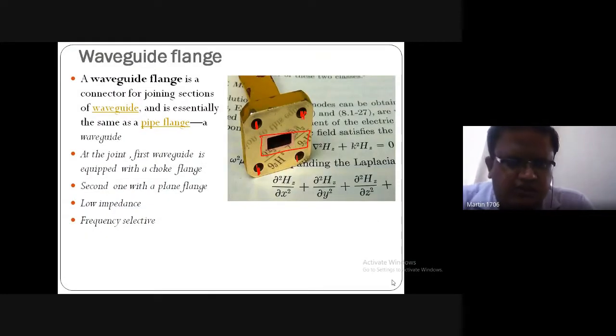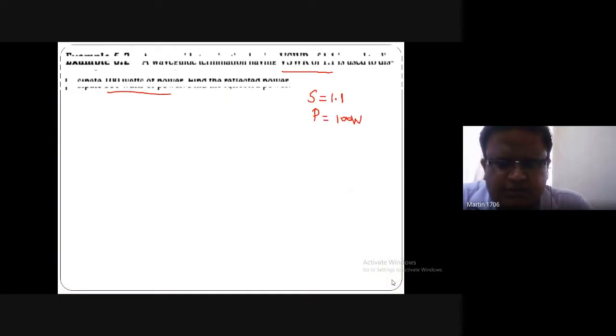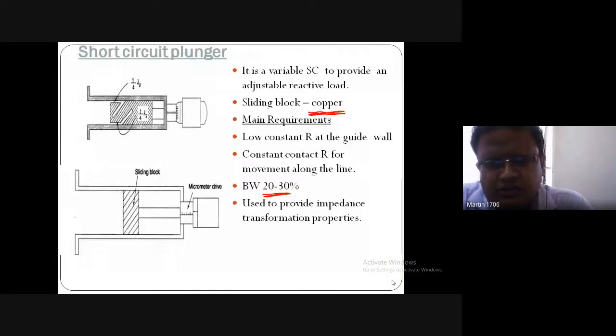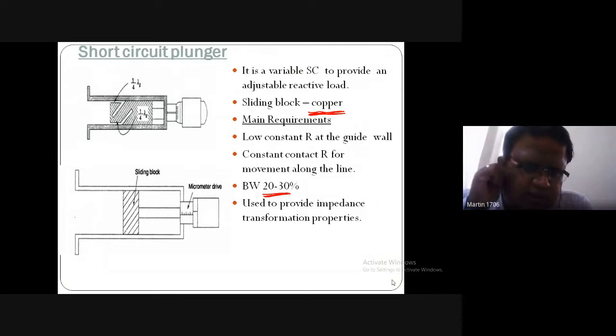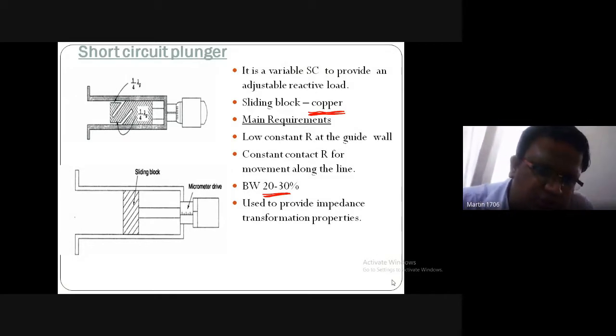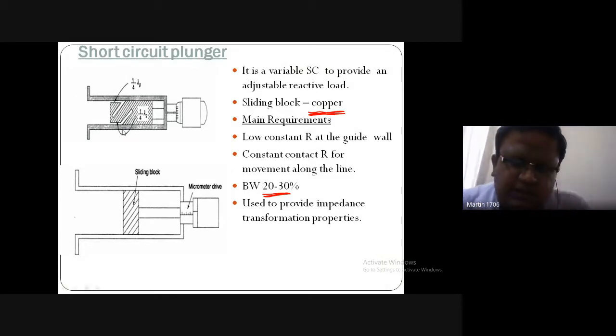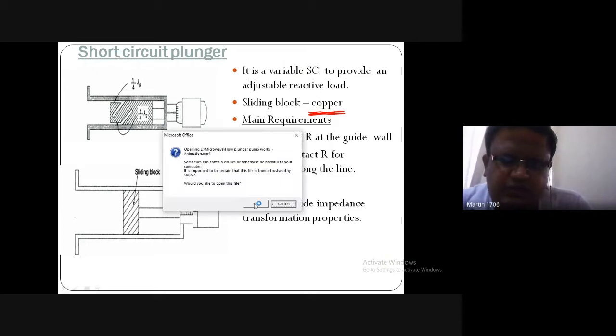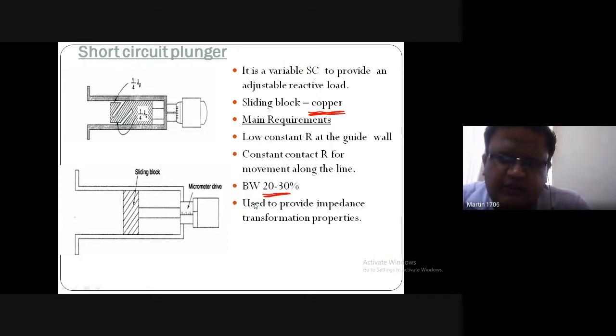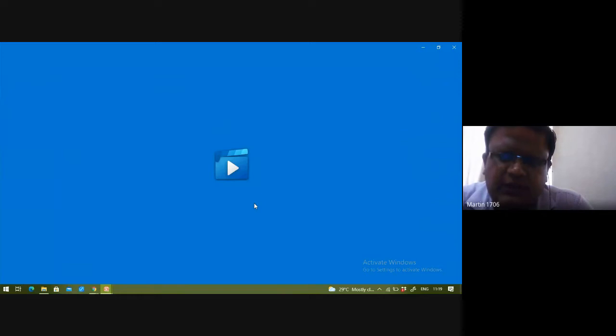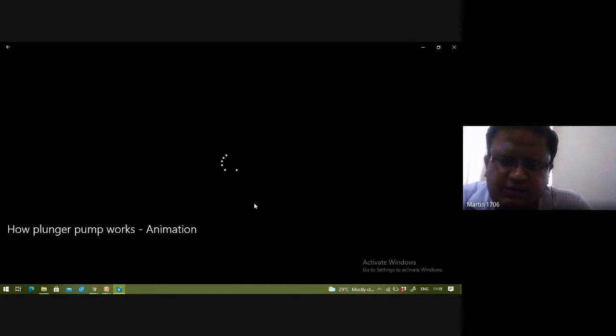In today's session we will not repeat the same thing. Just to recap, we also completed the short circuit plunger. This is the main setup, which is available in your water pump. I will show how this mechanism works. In real life, on the same principle, it allows the signal into the waveguide. I will show this animation also.